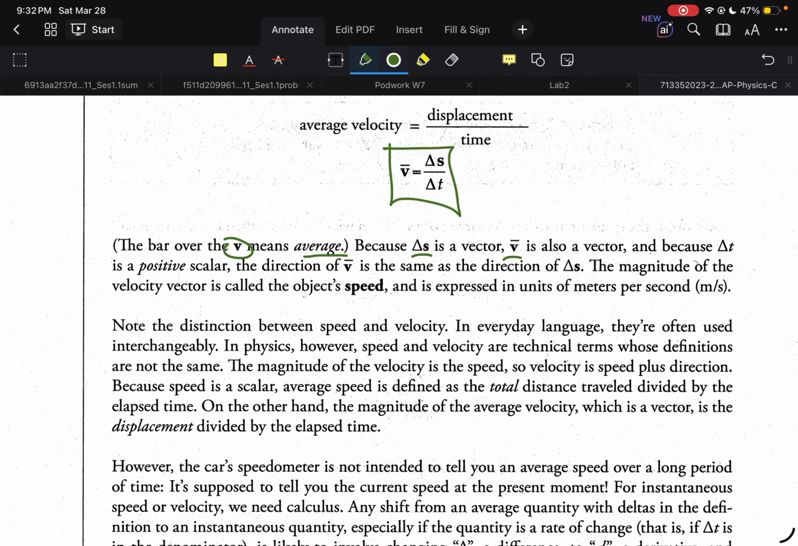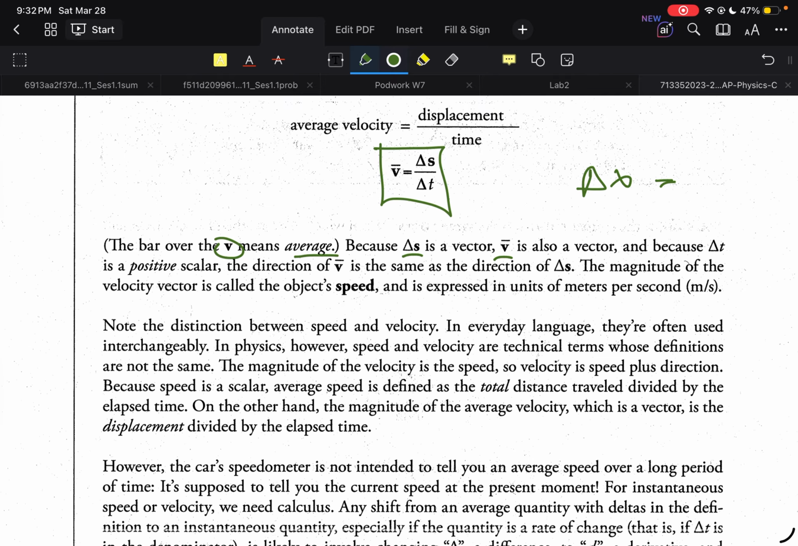But the change in x, which is change in position or change in distance, is actually just a scalar. That's what makes it different.